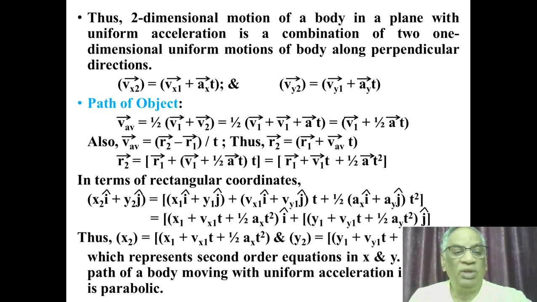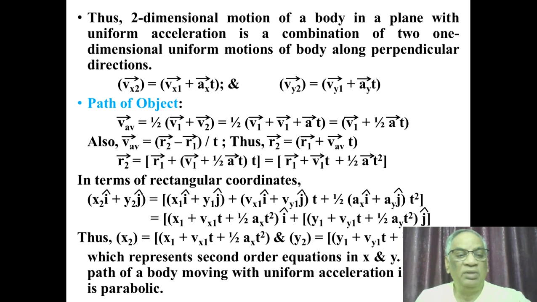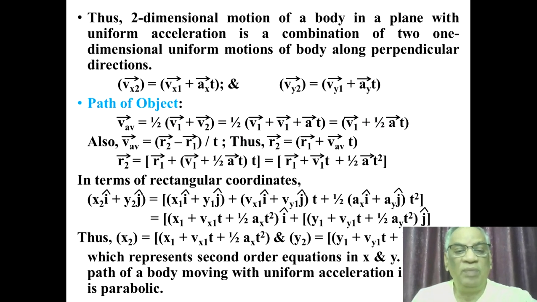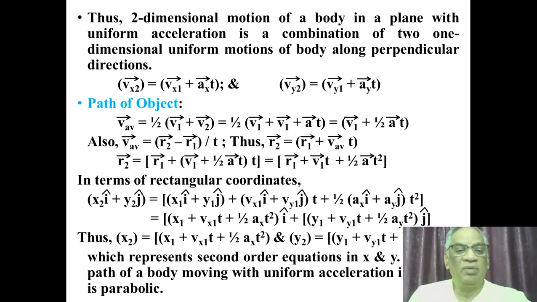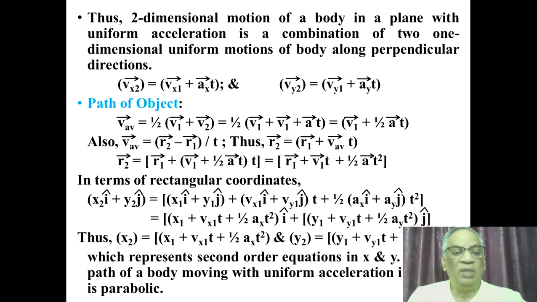The path of the object, if you want to see, the average velocity v average bar is equal to half of the summation of the two velocity vectors, that is (v1 bar plus v2 bar) by 2. That is equal to half of (v1 bar plus v2 bar), where v2 bar can be written as v1 bar plus a bar t. That is equal to v1 bar plus half a bar t. Also, v average bar is equal to (r2 minus r1) by t, that is in terms of the displacement of the position vectors. Thus, r2 bar is equal to r1 bar plus v average bar t. So r2 bar can be written as r1 bar plus (v1 bar plus half a bar t) into t, that is equal to r1 bar plus v1 bar t plus half a bar t square.